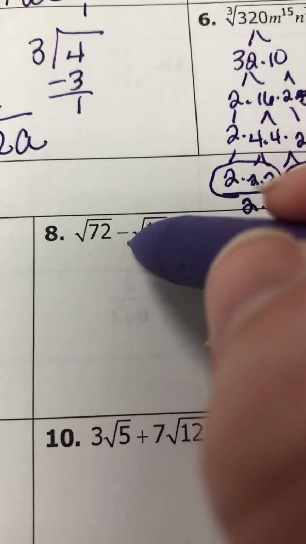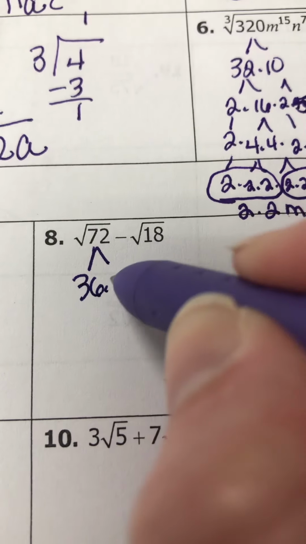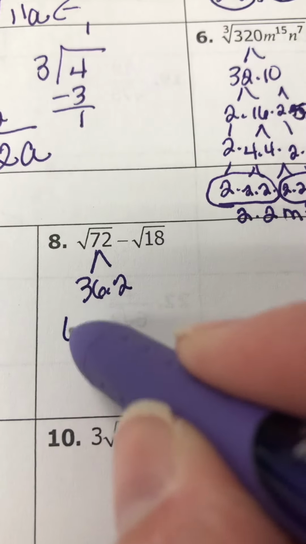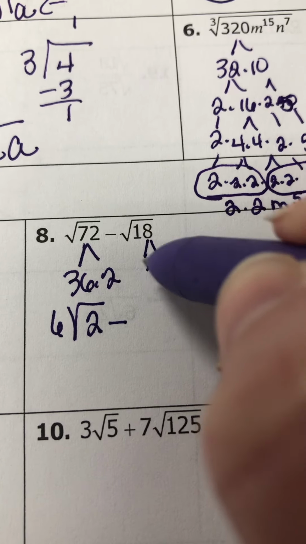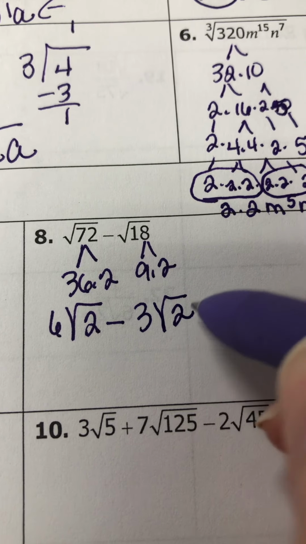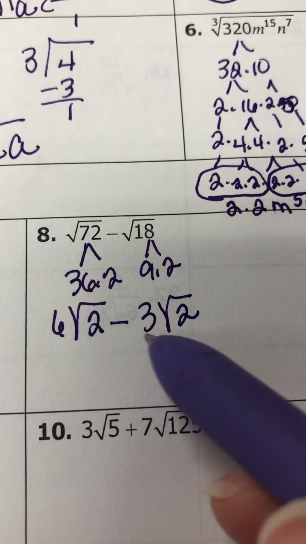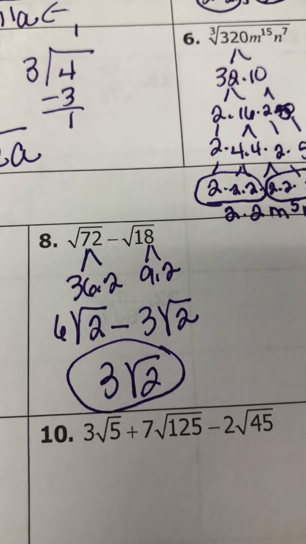Number 8, we need to simplify both radicals first. So this is 36 times 2. The square root of 36 is 6, giving me 6 square roots of 2. Okay, this is 9 times 2. The square root of 9 is 3, giving me 3 square roots of 2. 6 minus 3 is 3, so we have 3 square roots of 2.